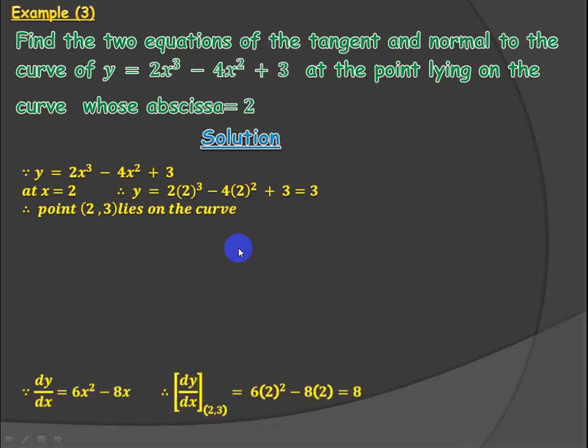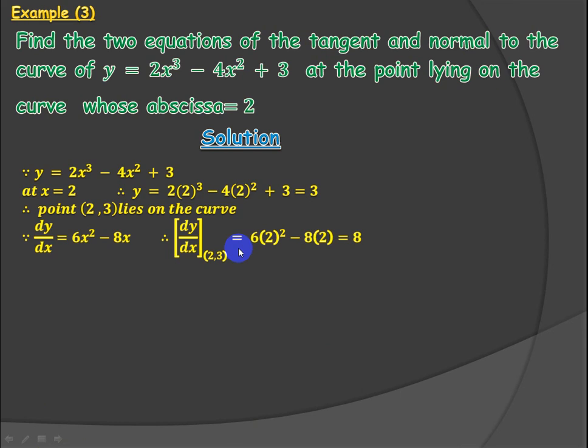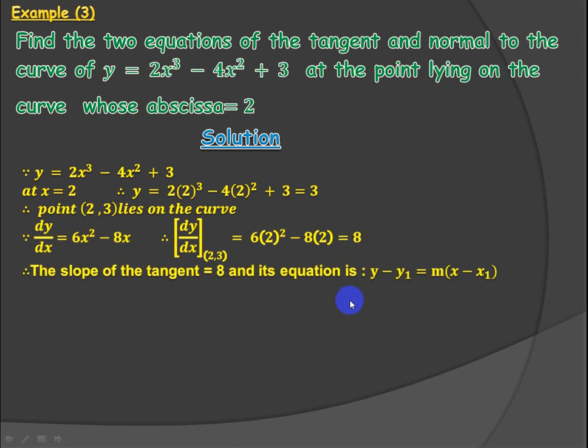Now the first derivative dy by dx equals 6x squared minus 8x. By substituting by the indicated point (2, 3), you will find that the slope of the tangent to the curve equals 8. The equation of the tangent is y minus y1 equals m times (x minus x1). y minus 3 equals 8 times (x minus 2). Simplifying it, you will find that the equation is y minus 8x plus 13 equals 0.